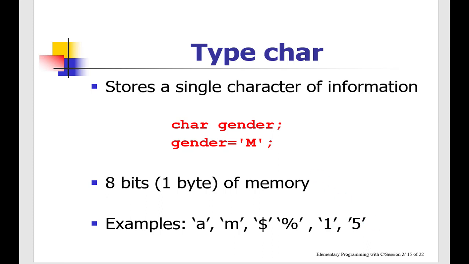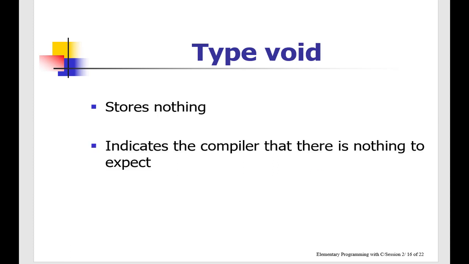Then the last one is what we're calling type void. Basically this one stores nothing, or an empty value, and indicates to the compiler that there's nothing to expect. We usually use the void type when we are dealing with functions, and we'll understand that in session 9. So kindly bear with us for now.